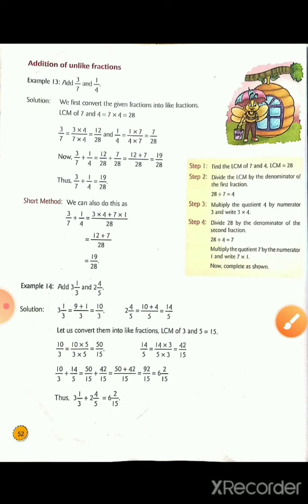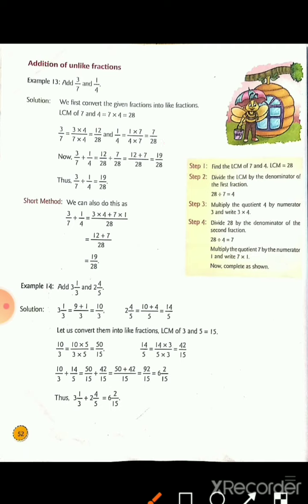Okay students, then how will we convert? If we multiply 7 by 4 in the denominator, we can convert the denominator into 28, the LCM. If we multiply in the denominator, we have to multiply in the numerator, so 3 into 4 becomes 12 by 28. Similarly, for the second fraction 1 by 4, we multiply by 7 in the numerator as well as the denominator. So 1 into 7 is 7 and 4 into 7 is 28. So it becomes 7 by 28.